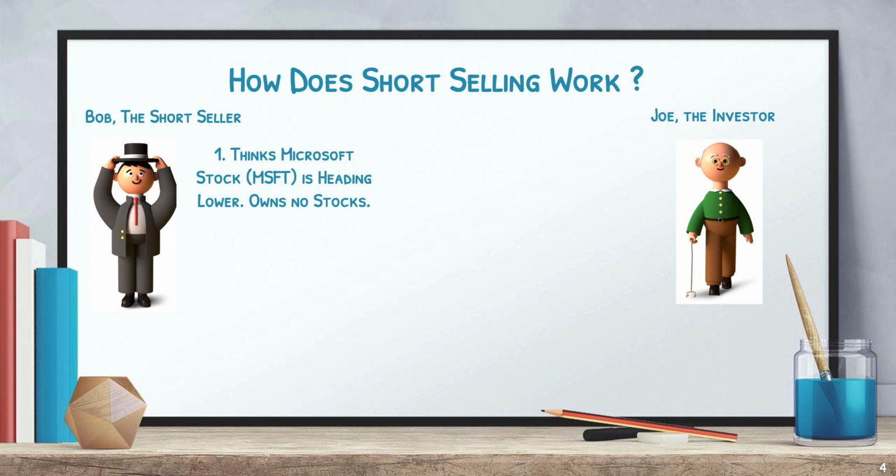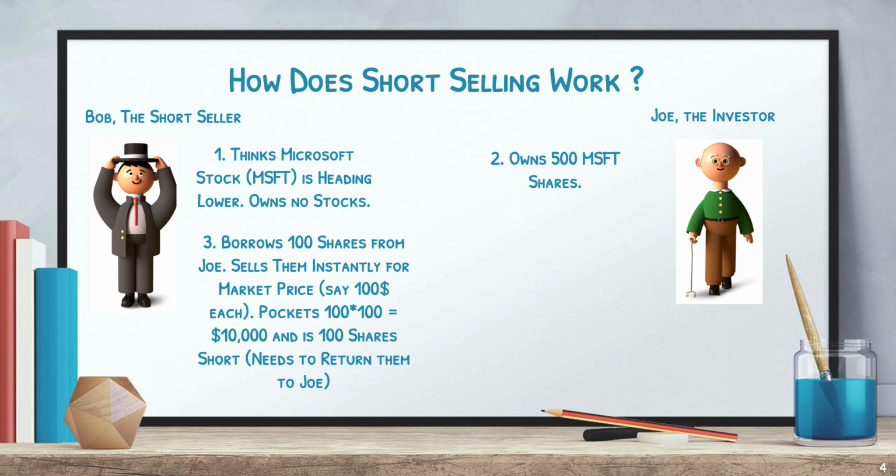Now, Bob, the short seller, believes that Microsoft is heading lower. So today it has a price, but he thinks it's heading lower. He currently has a brokerage account, the same brokerage where Joe is pretty much investing his money, but he owns no stocks, so he has no long positions. Now, Joe owns 500 MSFT, these are Microsoft shares. So he believes in Microsoft for the long run, and he bought 500 shares of Microsoft.